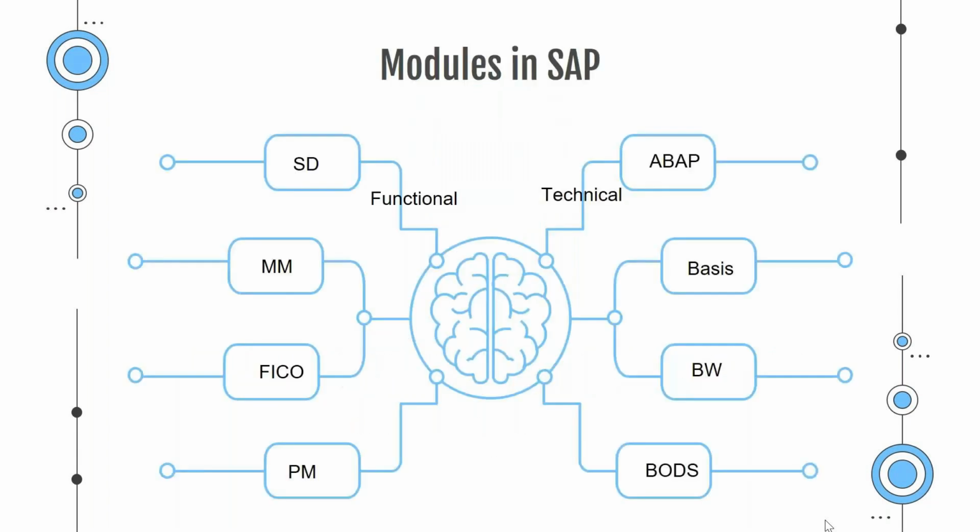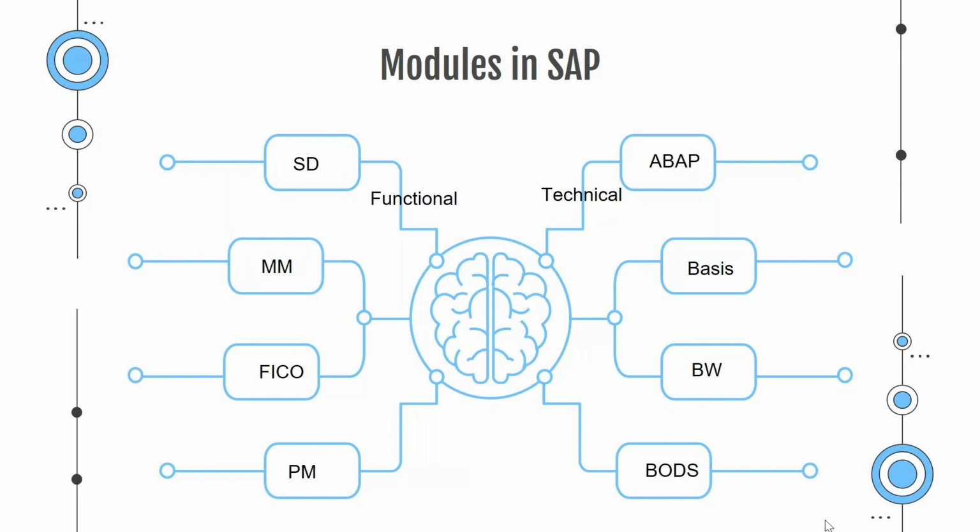Then we have seen what all the modules are that are there in SAP. So in general, modules are categorized into technical and functional. There are many modules in SAP, and here are a few modules which are widely used in most of the projects.